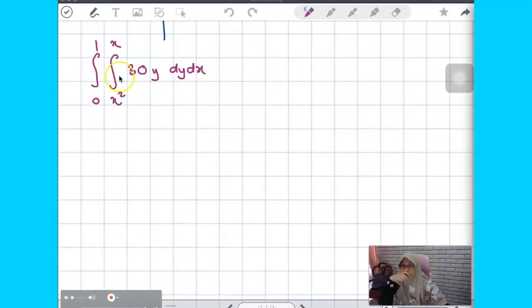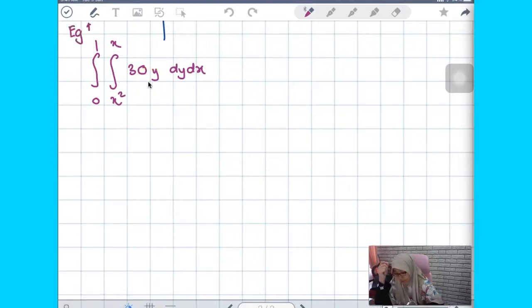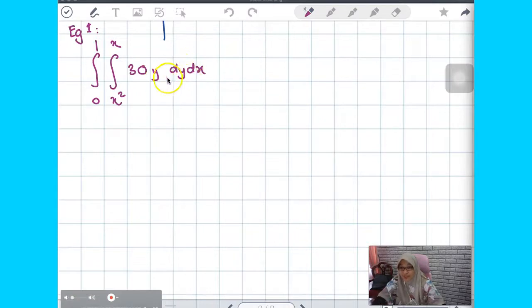Okay, so for example 1 for today, we just want to evaluate. They give you a complete double integral where the order of integration is given, and also all the limits are given.